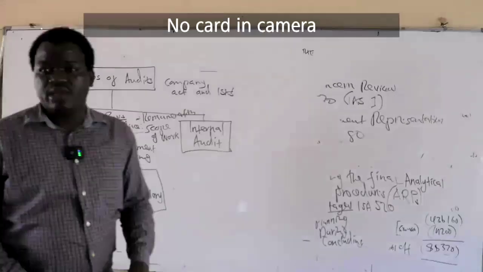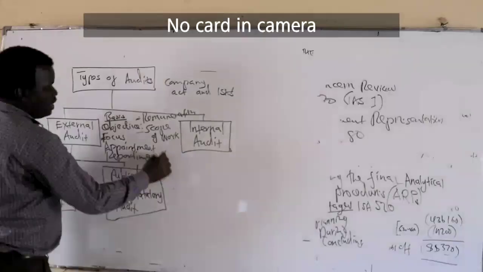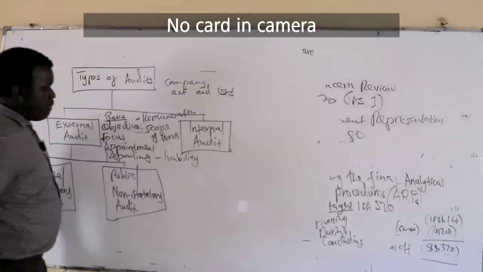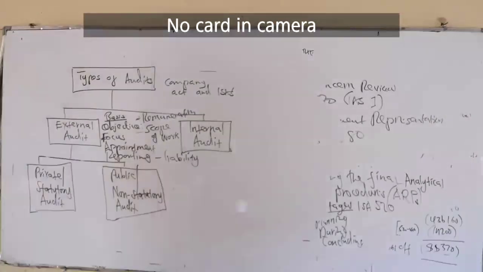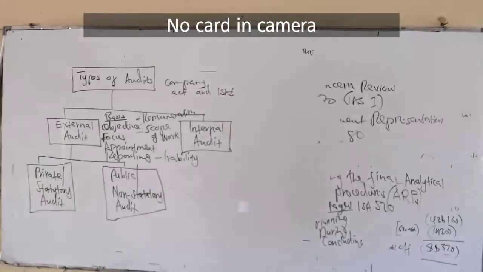Another area of difference is in terms of liability. The external auditor has a liability both to the company and to third parties, while the internal auditors have liability only to the company. Their liability is only within the company.